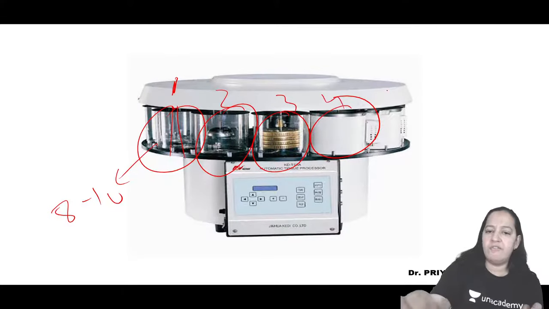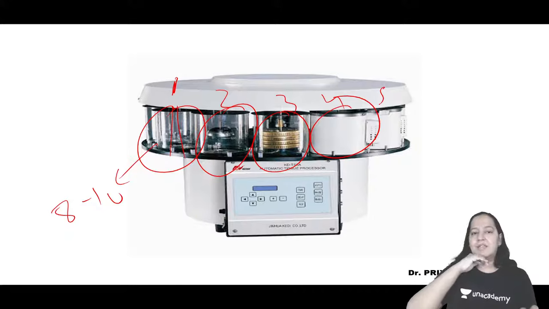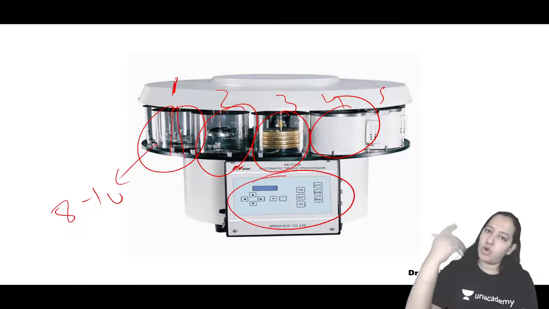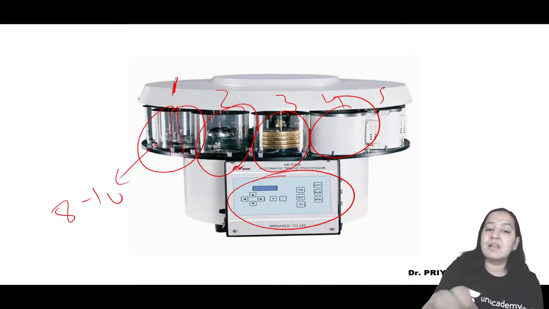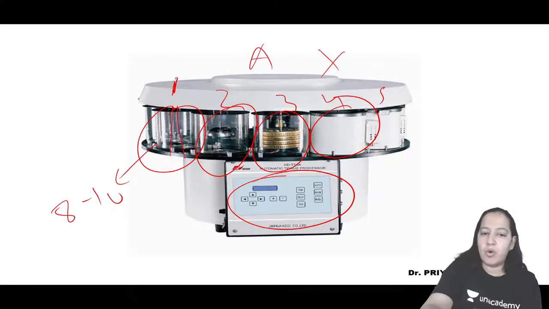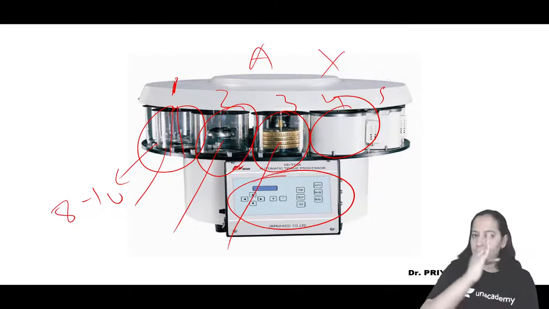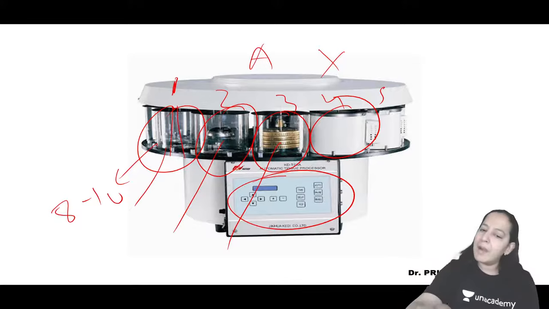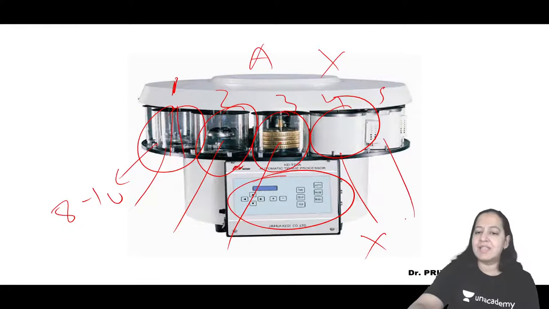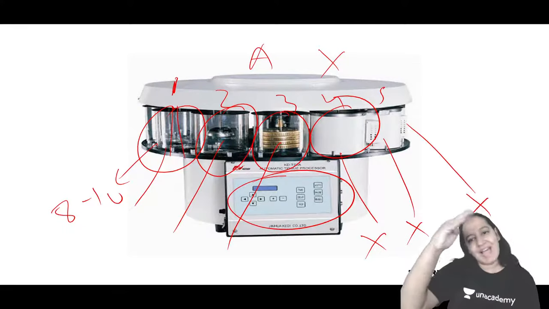1, 2, 3, 4, 5, 6. Likewise, these are the containers, and you start programming from here. This is automated programming. These containers contain alcohol and xylene. So alcohol 1, alcohol 2, alcohol 3. Multiple alcohol passes are there, then multiple xylene passes are there. Xylene 1, xylene 2, xylene 3.